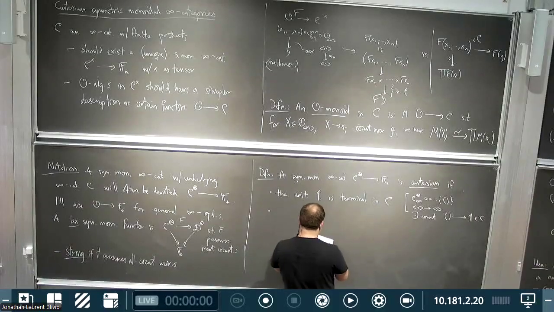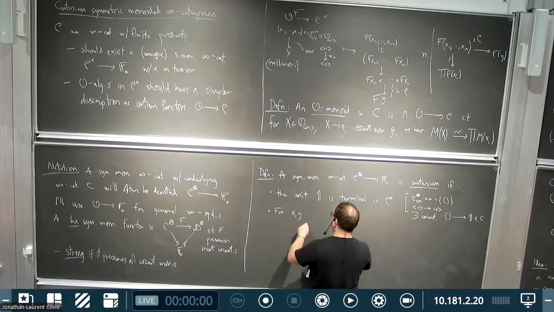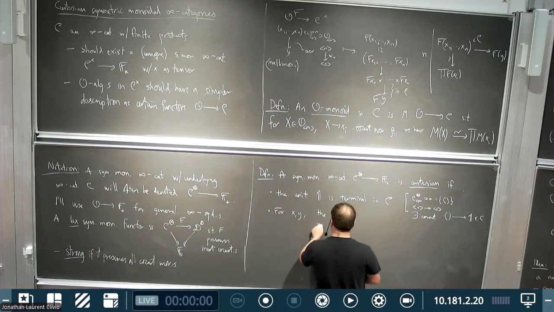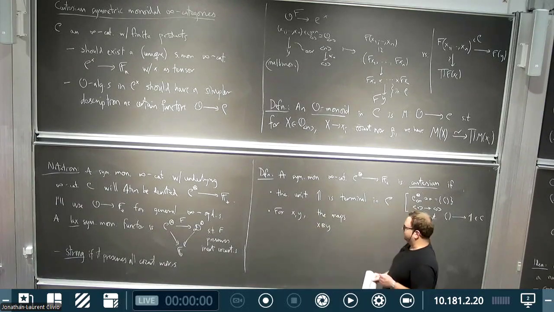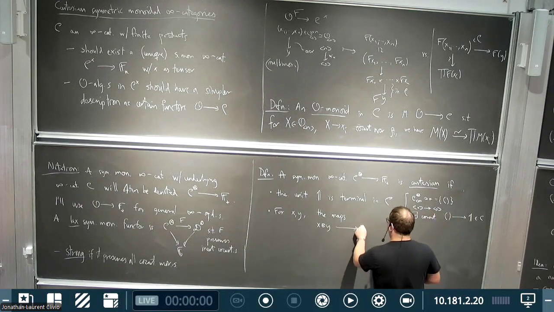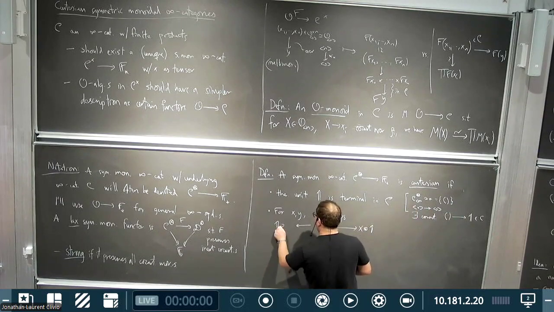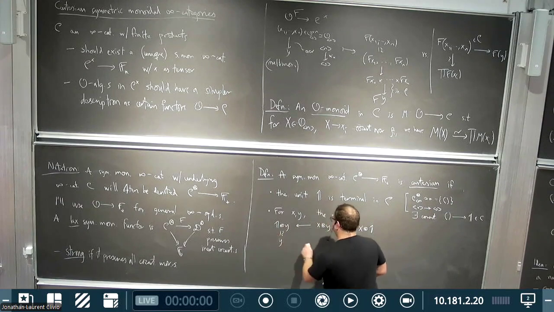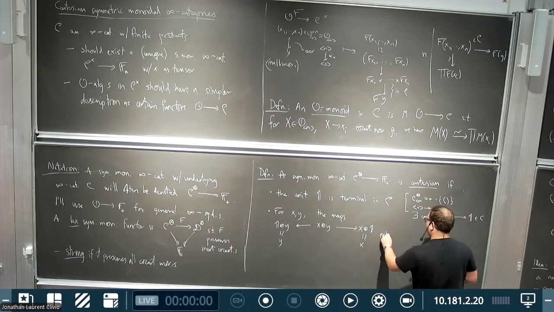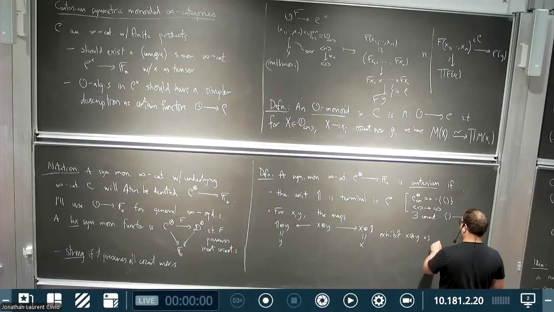And finally, since this is terminal, I take objects x and y. Look at x tensor y. And then I have canonical maps from x to 1 and y to 1. So that gives me maps to x tensor 1 and one tensor y. So I have maps to x and to y, and we should exhibit x tensor y as the product of x and y.